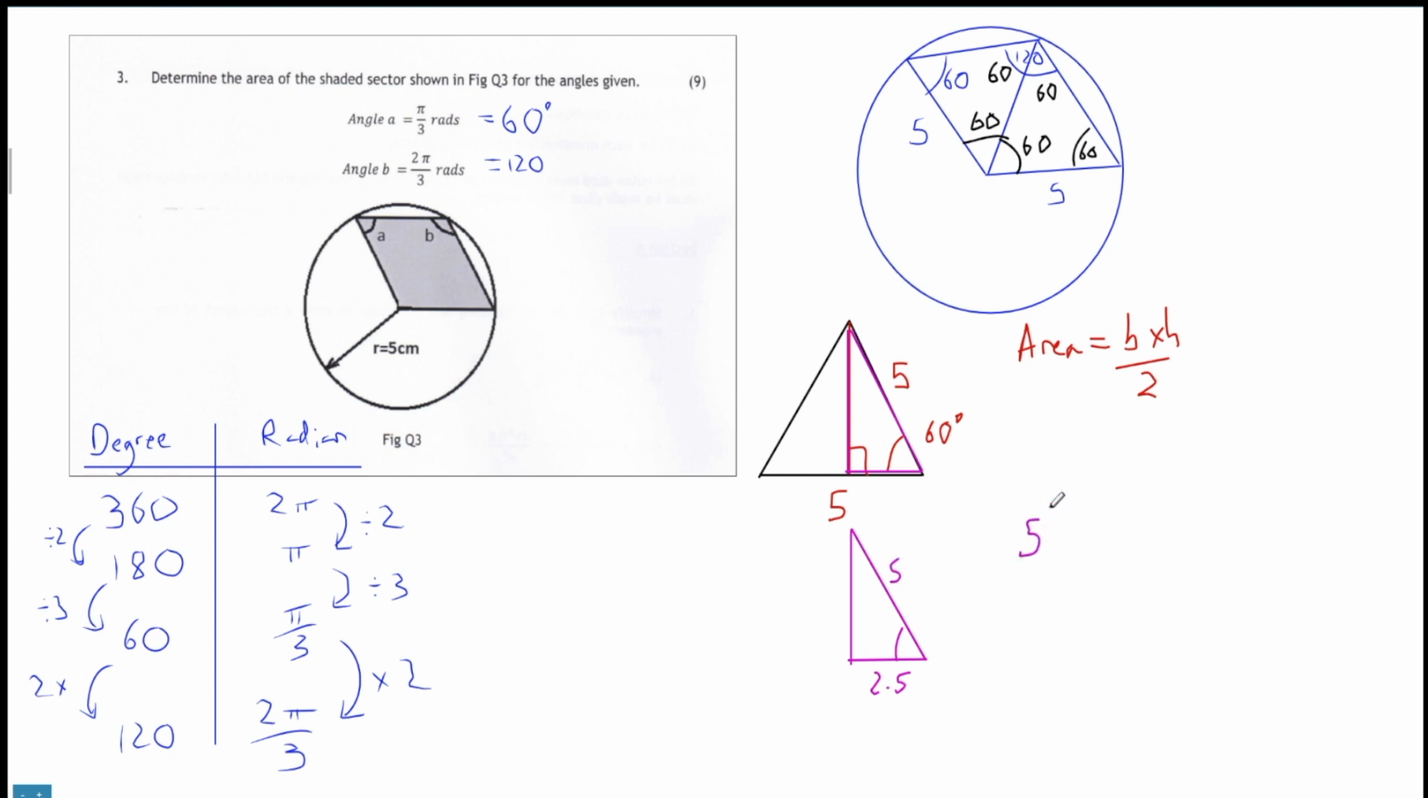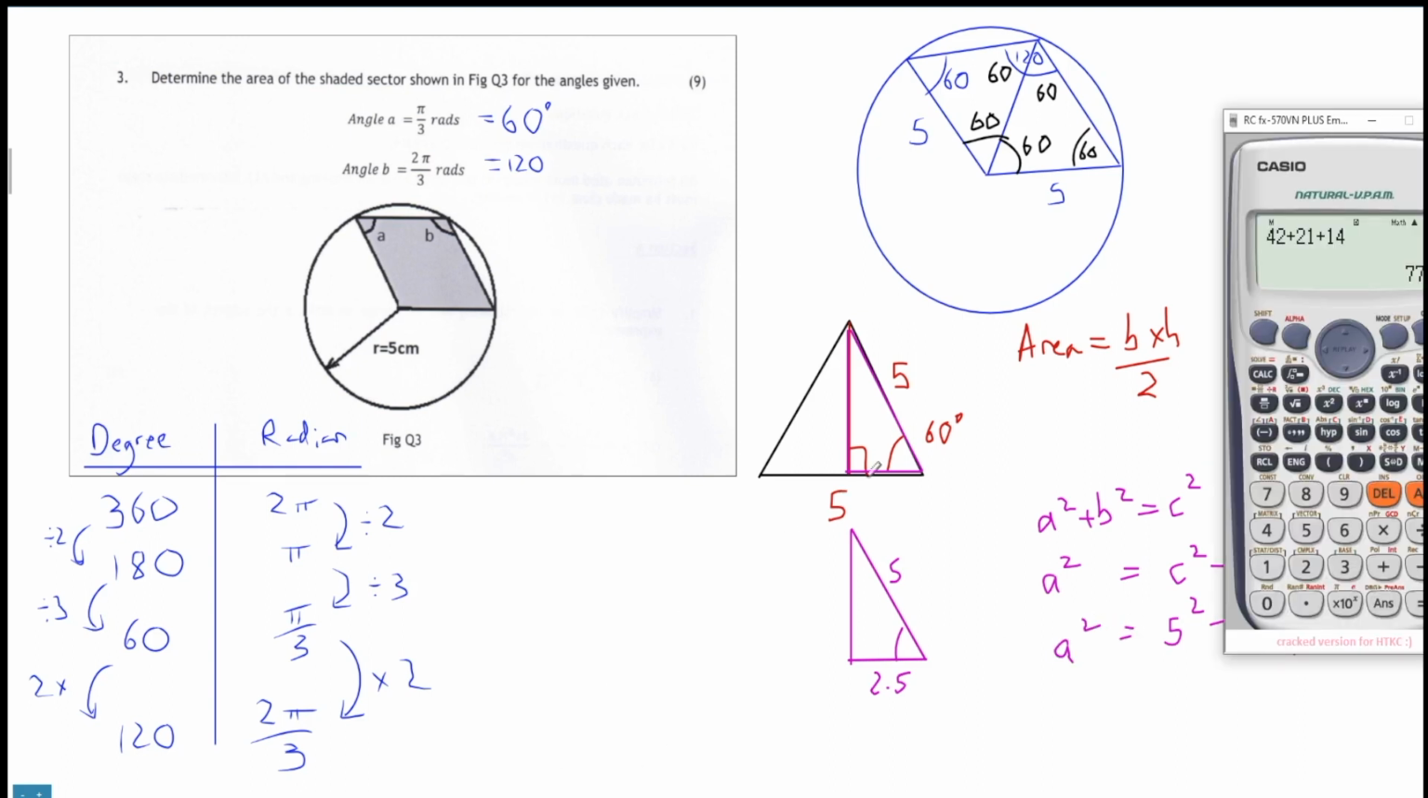We can just do 5 squared. We're going to do a squared plus b squared is equal to c squared, and I've got c squared, right? So I can rearrange this into a squared is equal to c squared minus b squared, and then square root it. That's exactly what we're going to do to find the height of this thing. We can do 5 squared minus 2.5 squared, and that'll give me a squared.